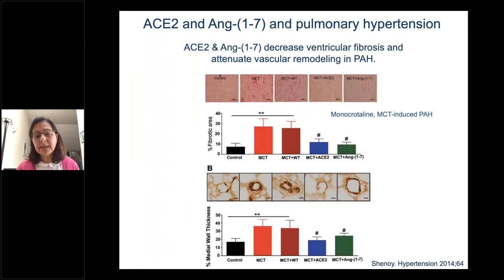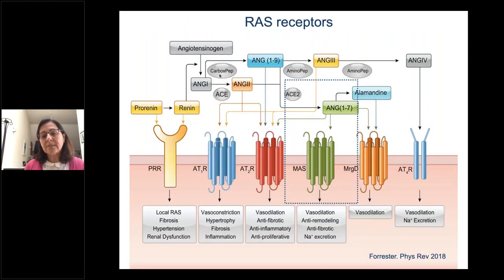Here is another study implicating an important role for ACE2 and Ang 1-7 in terms of their protective effects. In this very interesting study by Raizada's group in Florida, they looked at monocrotaline-induced pulmonary hypertension. And we can see that in these mice that have pulmonary hypertension, they have marked cardiovascular fibrosis indicated in the top panel and associated vascular remodeling. When these mice with pulmonary hypertension are treated with ACE2 or with Ang 1-7, the ventricular fibrosis and the vascular remodeling are markedly improved.